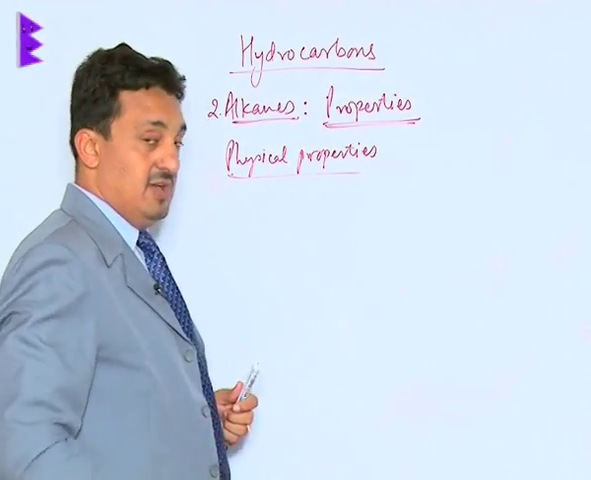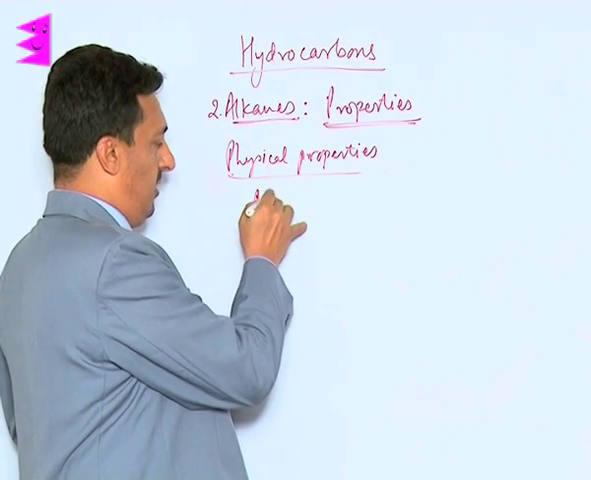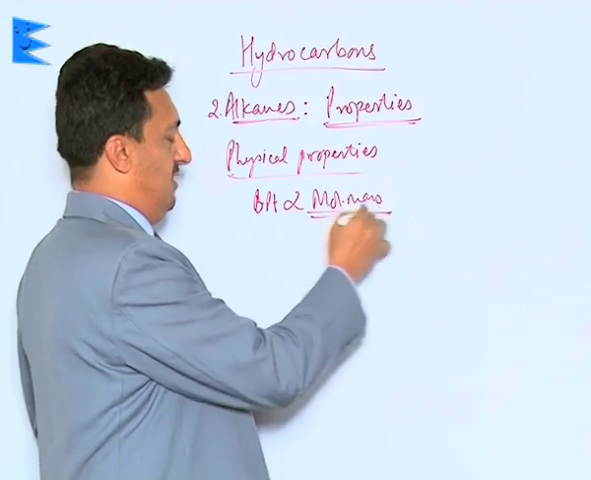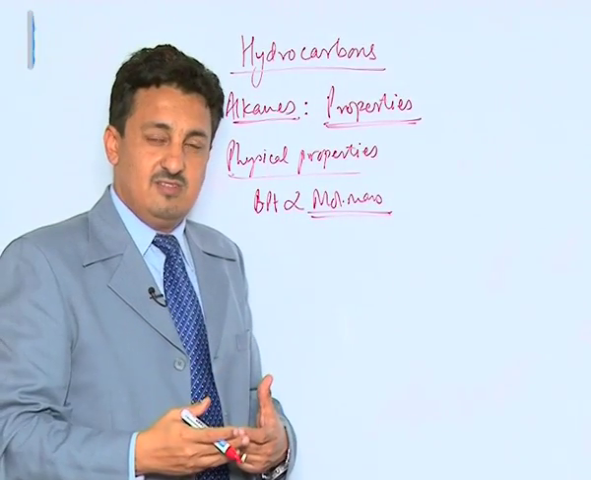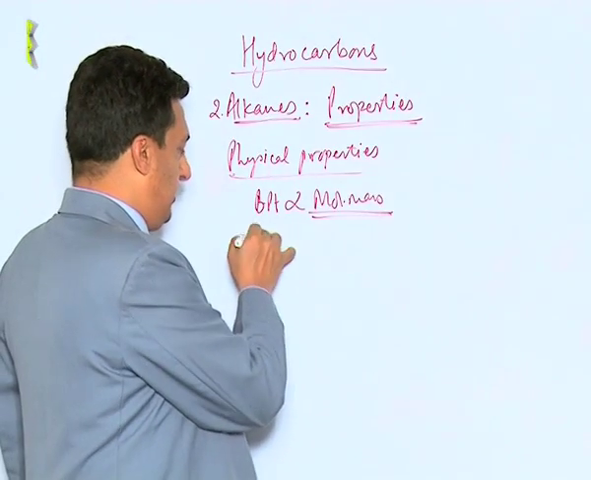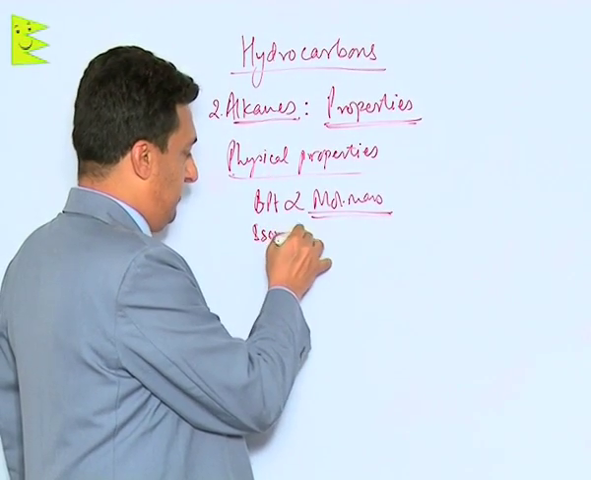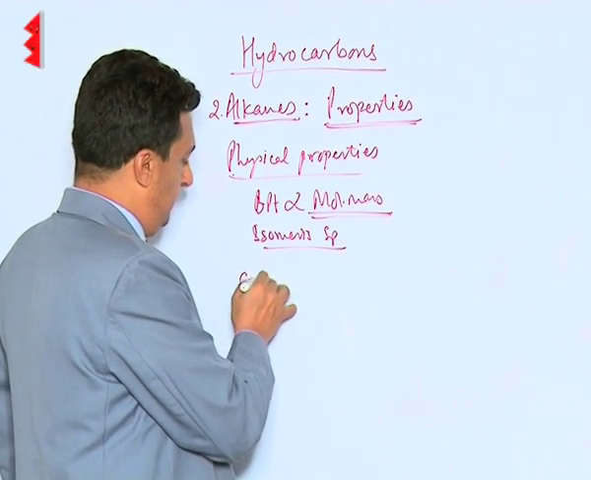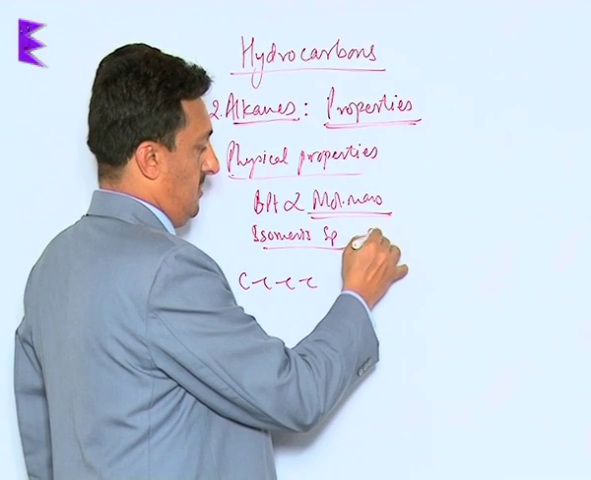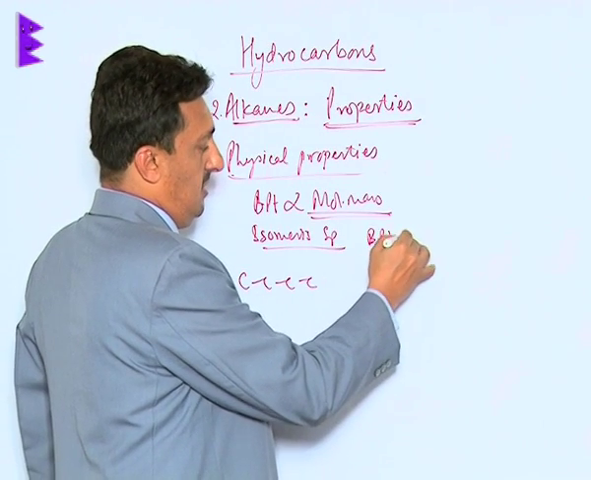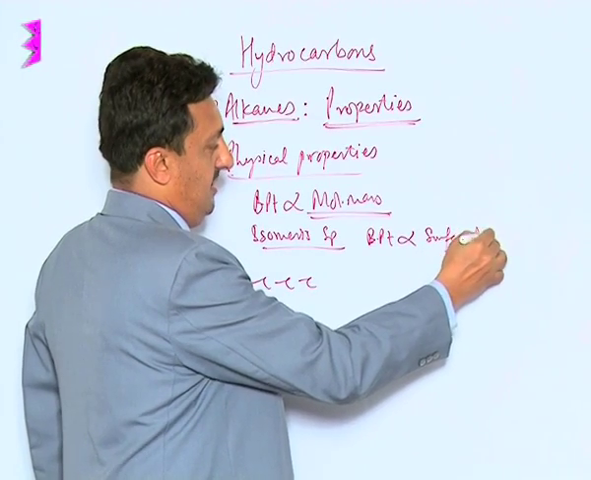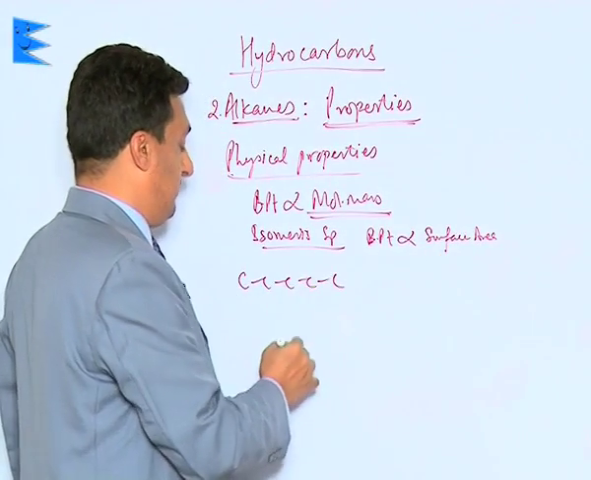Now let us talk about their boiling points. Remember, boiling point is directly proportional to molecular mass, and therefore as the carbon number increases in the hydrocarbon or alkanes, the boiling point increases. But if we are talking about isomeric species, we need to know that the boiling point is directly proportional to surface area.